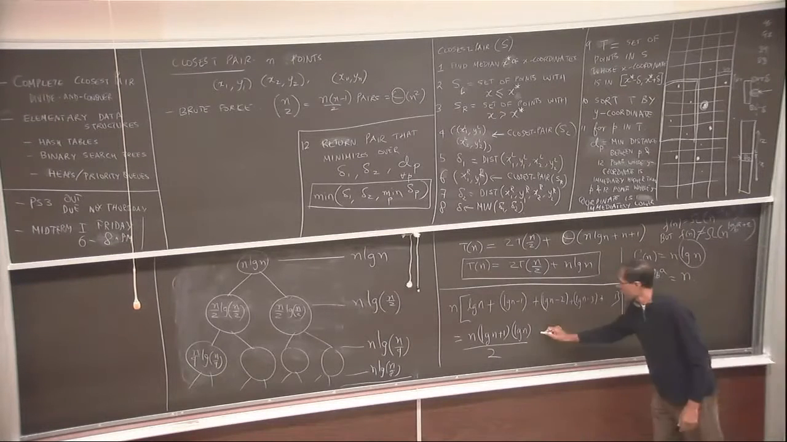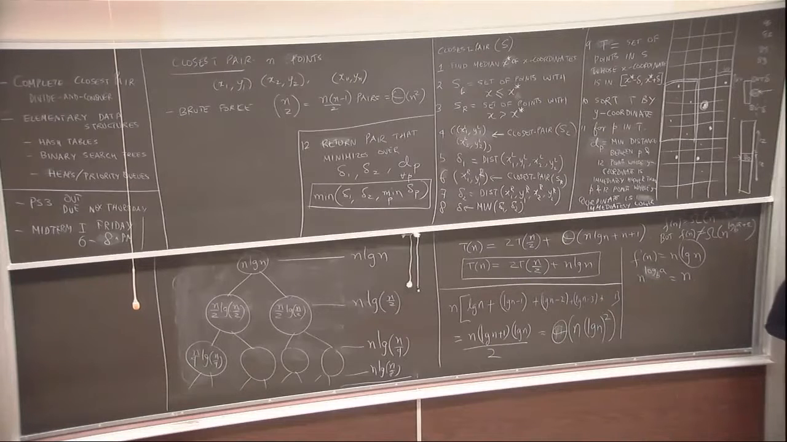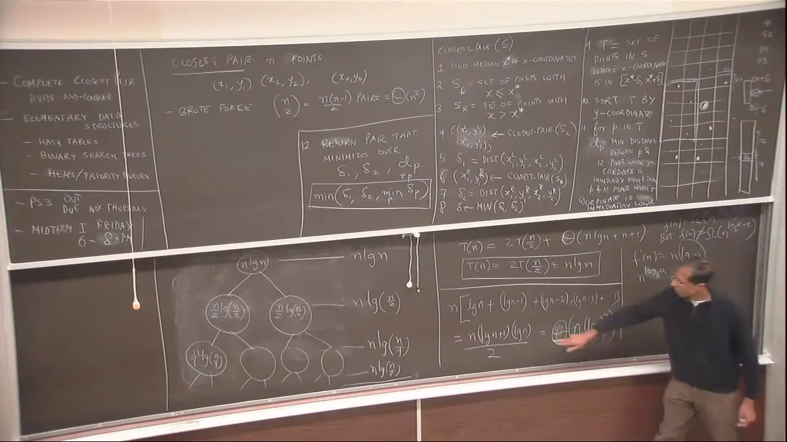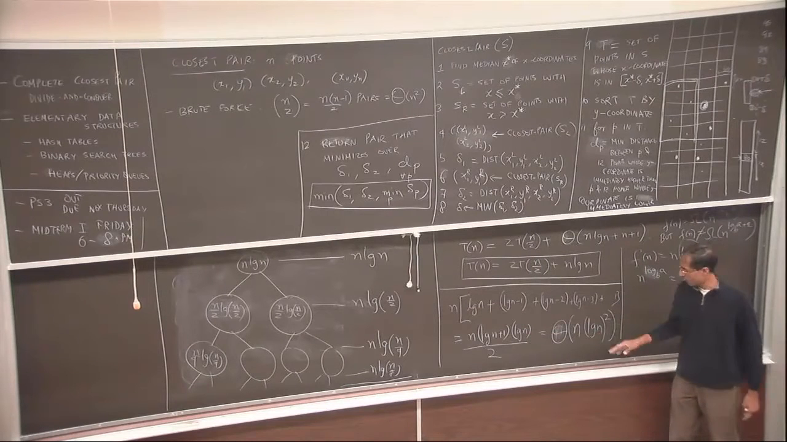Okay? And that is nothing but, if we write the theta notation, it's nothing but n times log of n squared. Okay? Because this is log of n squared plus log of n, but log of n squared dominates log of n. So this is basically.